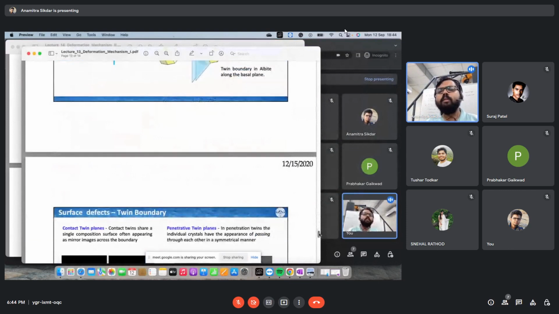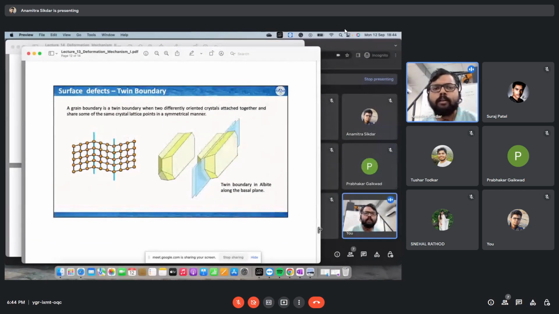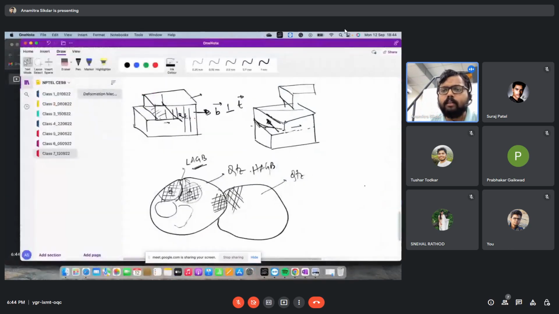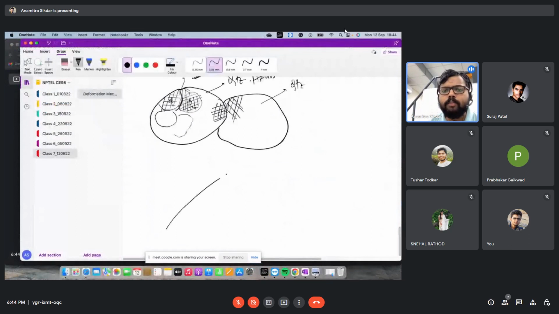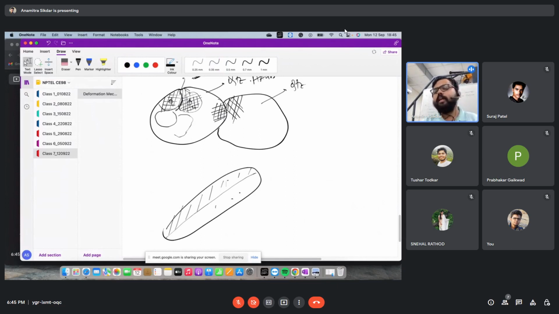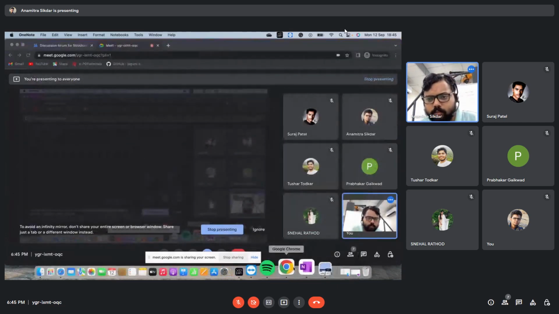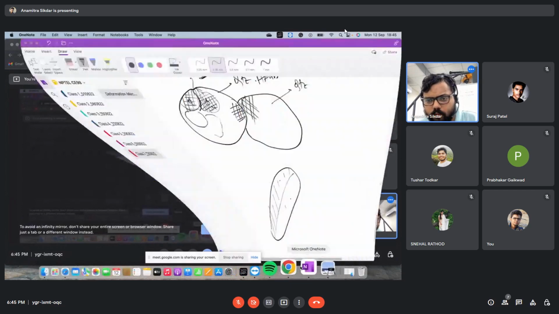There are other kinds of surface defects or boundaries, such as twin boundaries. Suppose you are seeing a plagioclase grain under the microscope, you will see one clean division, where maybe this part has already gone extinct but this part has not. That also happens because of the mismatch of orientation, and those form due to this kind of deformation.